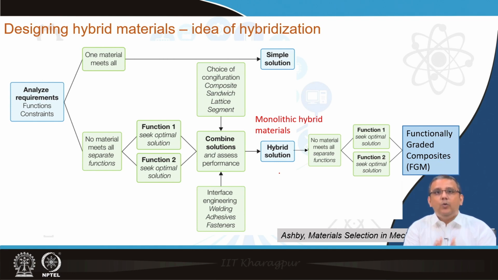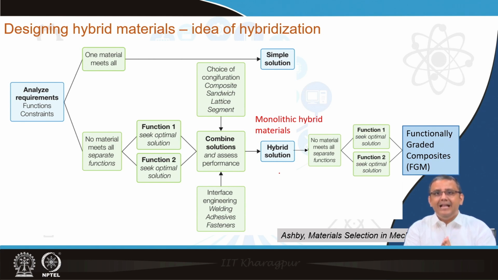So, what do we do? We have to combine the solutions, we have to assess their performance, and there the choice of configuration plays a very important role. This is the point where hybrid materials come into the picture. We need to consider composite materials, sandwich materials, lattice materials, and also how to create those materials. What about the interface? What about the fabrication, like how to actually combine the metal and the ceramic together? It is not a trivial job. And then after all these things, you end up with one hybrid solution.